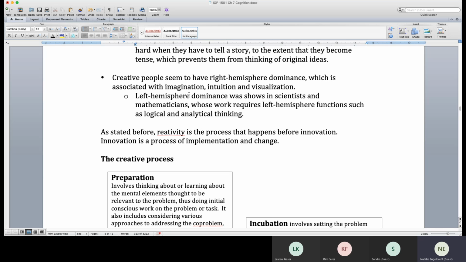So creative people seem to have right hemisphere dominance, which is associated with imagination, intuition, and visualization. Left hemisphere dominance was shown in scientists and mathematicians whose work requires left hemisphere functions, such as logical and analytical thinking. So if I throw a few professions at you, tell me if this is left hemisphere or right hemisphere. The first one is accountant.